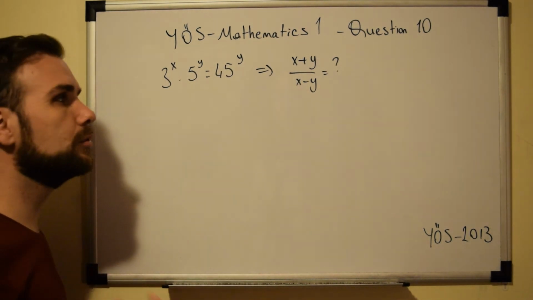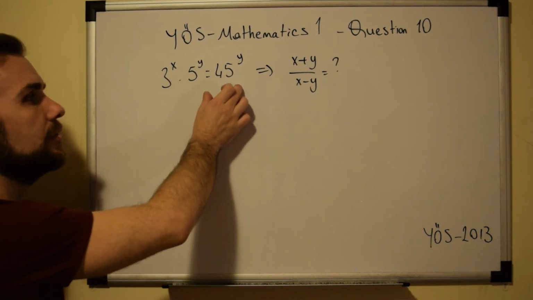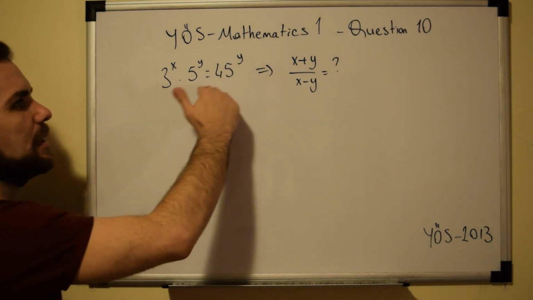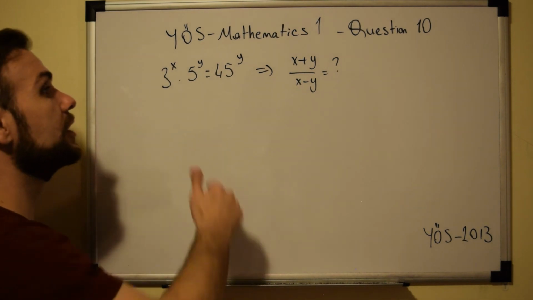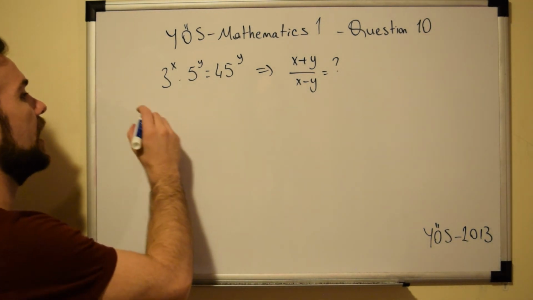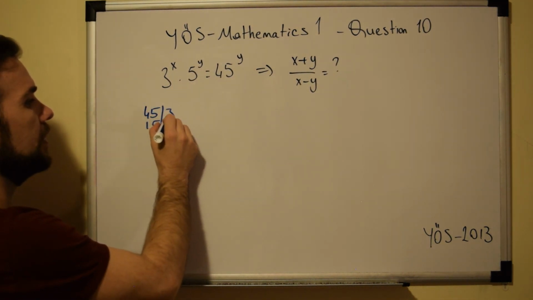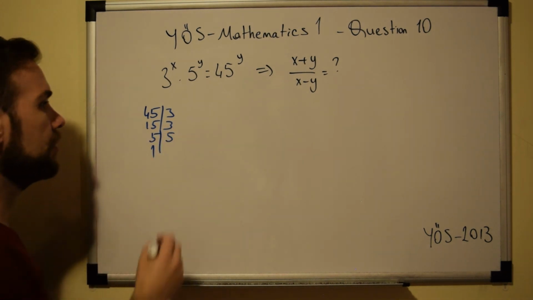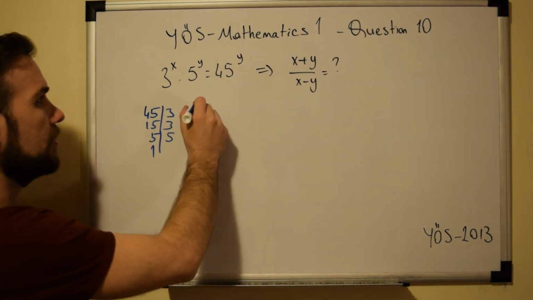So what do we have to do? We have to make sure that we look at what is another way of us writing 45, which will enable us to have the same bases on both sides. We can do that only by looking at this number's prime factorization. So we have 45, we have 3, 15, 3, 5, 5, 1. So these are the prime factors of 45. So what is another way of writing this?